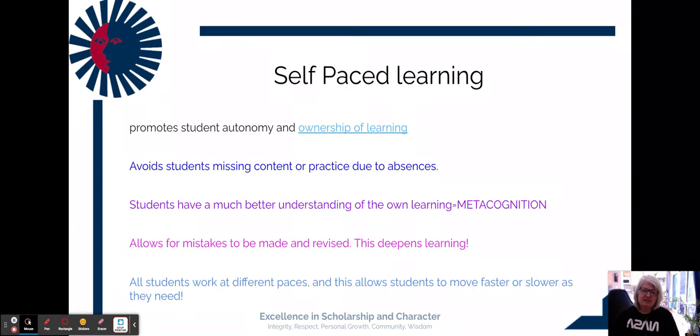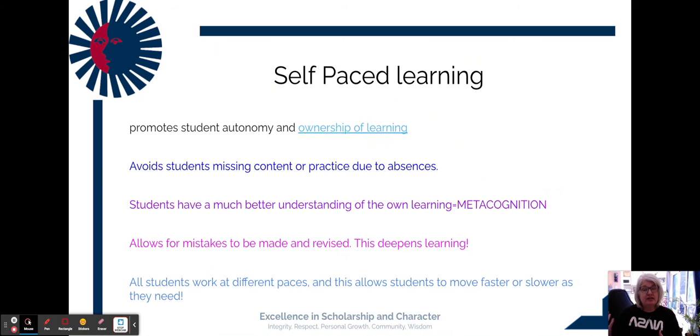So what is self-paced learning? Self-paced learning is where you decide the pace of your learning. And I will help you with that, obviously. But first of all, what it does is you guys own your learning. There's no late work. There's no due dates. We have what are called on-pace dates. So basically, I know when the test is going to be, and I expect you to be kind of close to this point in order to be ready for the test.